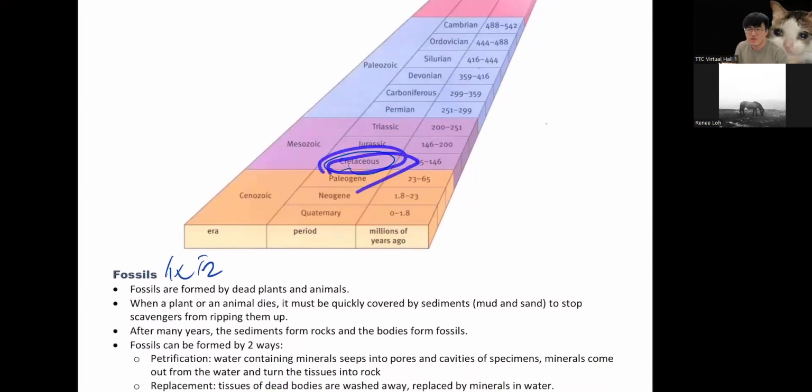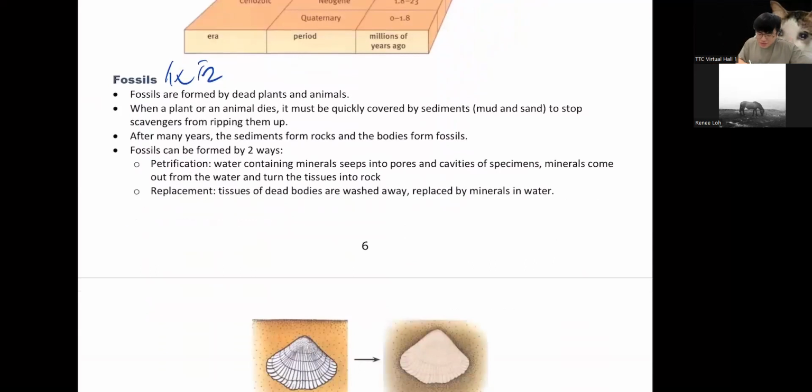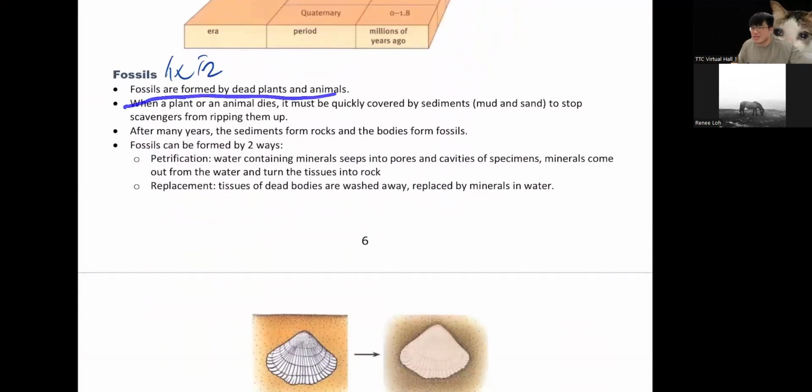Alright, so how do they know? How do they know there is T-Rex in the Cretaceous? Because they found the T-Rex fossil in this layer. Your T-Rex bone is here, the T-Rex fossil is here, and the Stegosaurus fossil was here. So they existed in different layers, so they existed during different eras. If you were to go back and ask T-Rex, hey, do you know Stegosaurus? The T-Rex will say, no, I've not seen Stegosaurus before, assuming they can talk. So anyway, fossils are formed by dead plants and animals.